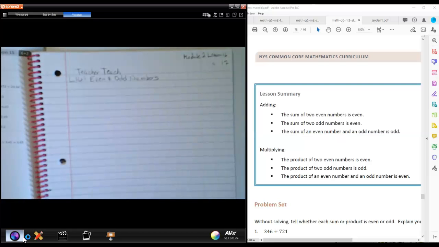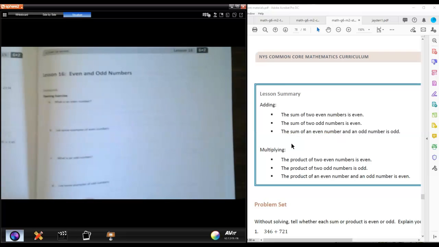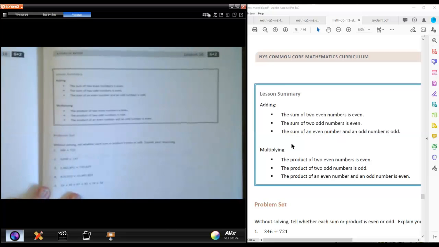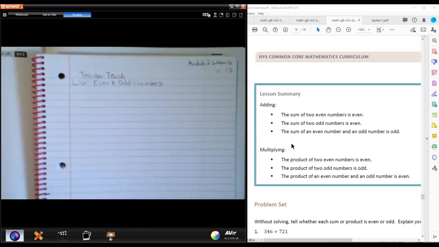Even and odd numbers. Now, as you can see over here, I've got a page open. This is from your notebook as well. It's page S85. Okay? And you've got the rules. This is just not really coming in good, is it? Anyway, I want you to write these rules down, okay?